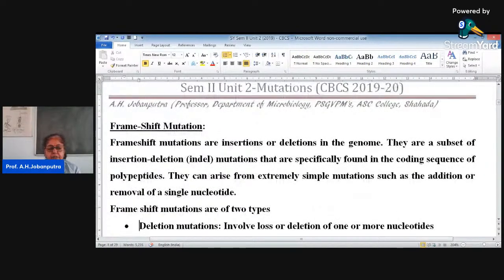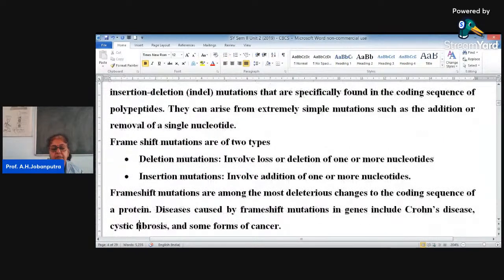Next is frame shift mutation. So frame shift mutations may be of insertion or deletion type. Okay. So if there is insertion of base or deletion of base, it results in frame shift mutations. Frame shift mutations are of two types. One is deletion mutation, another one is insertion mutation. Deletion involves loss or removal of one or more nucleotides. Insertion involves addition of one or more nucleotides.